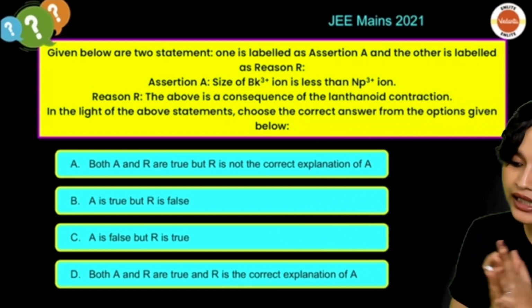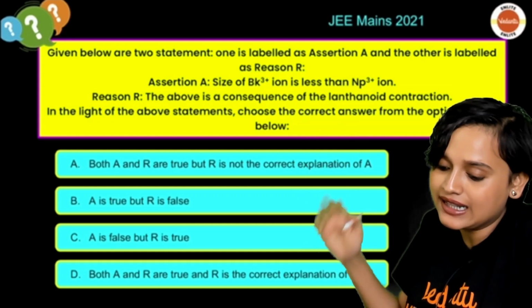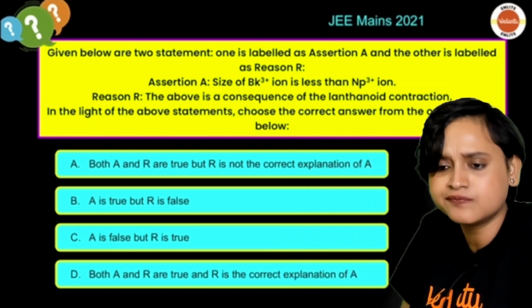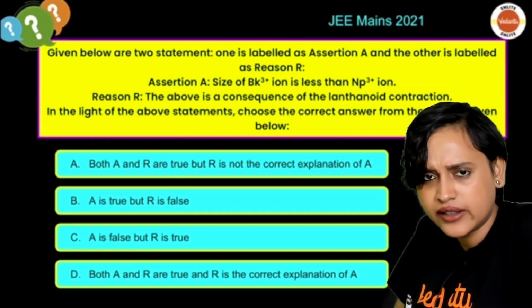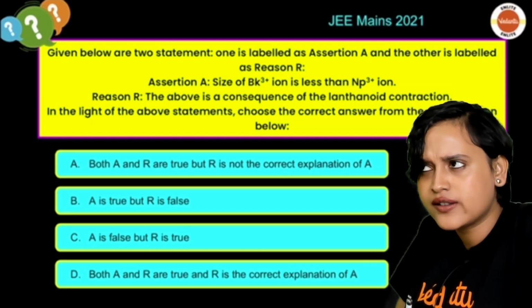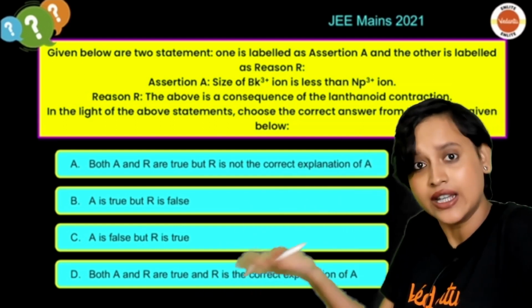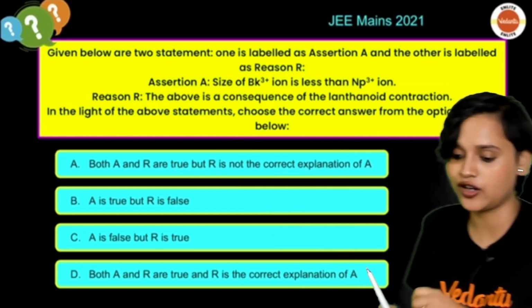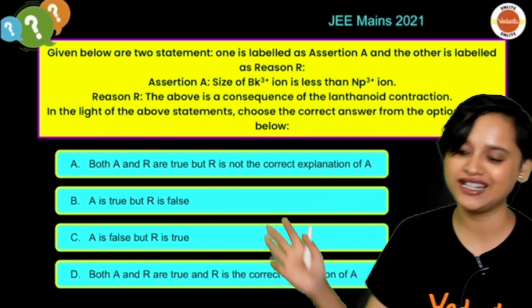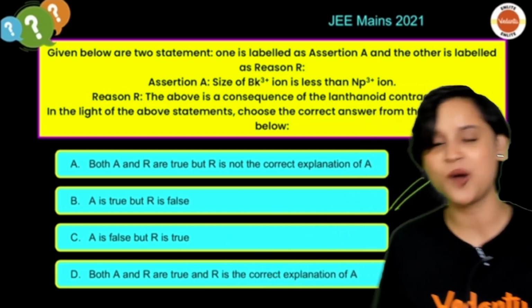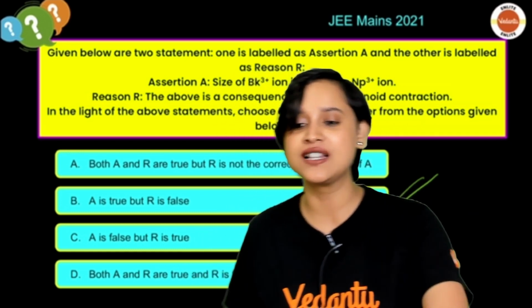I think this is the last question, everybody. Assertion A: size of Bk3+ (berkelium ion) is less than Np3+ ion. This is true, obviously, because of actinoid contraction. Just like lanthanoid contraction, there is also actinoid contraction. The reason says the above is a consequence of the lanthanoid contraction. No, I just said that this is actinoid contraction. So option B is the correct answer. A is true, but R is false, my dear students.